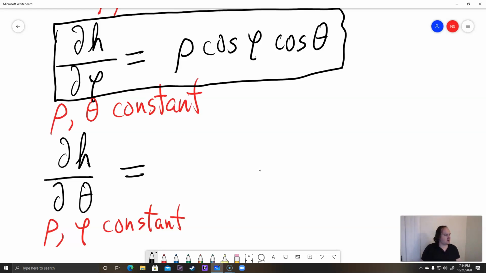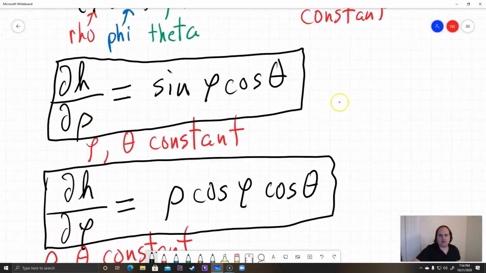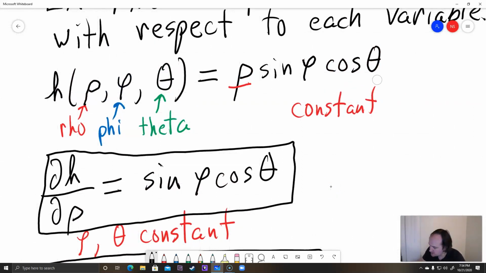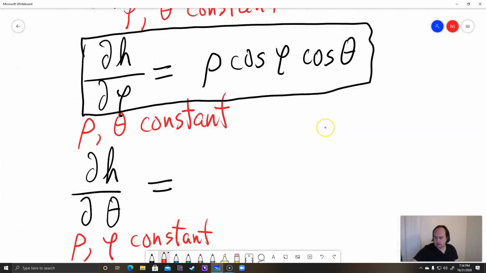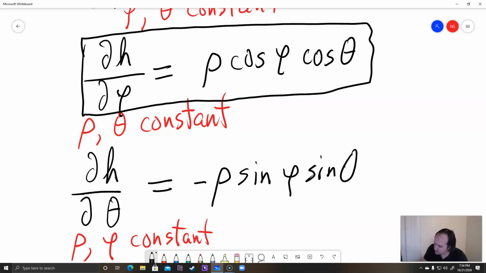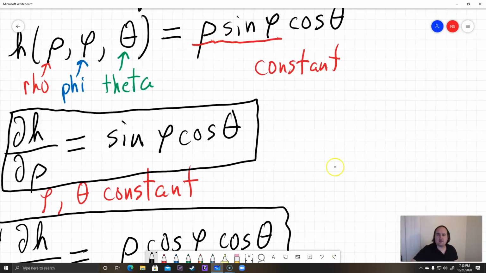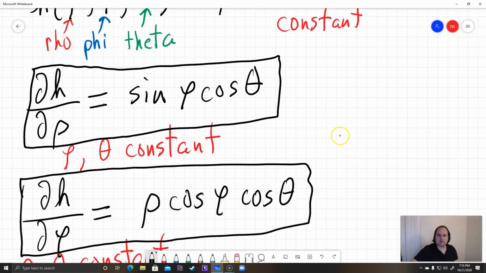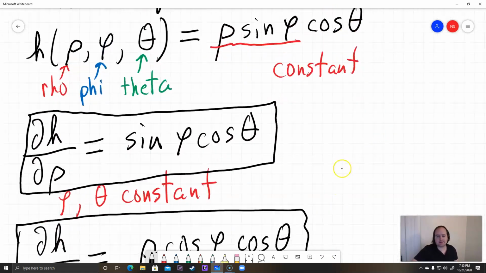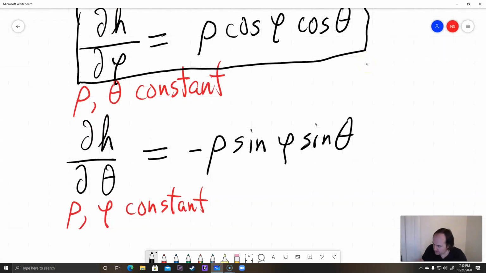Alright, so if rho and phi are constant, then that means the only variable is theta here. So the cosine of theta is not constant, but everything else is. So we're not going to change the rho and the sine of phi. We're only going to take the derivative of cosine of theta. And remember, the derivative of cosine is actually negative sine. So we're actually going to get negative sine of theta here. So for our answer, we're going to get negative rho sine of phi sine of theta. Negative rho sine of phi sine of theta. We got the negative because the derivative of cosine is negative sine. Okay, so that's our partial h, partial theta.